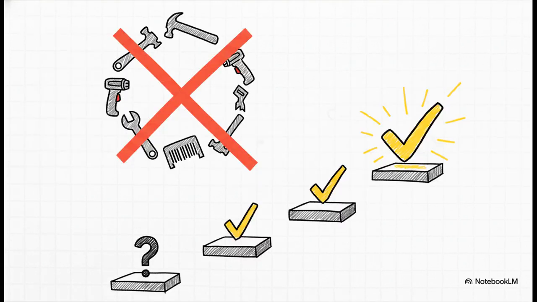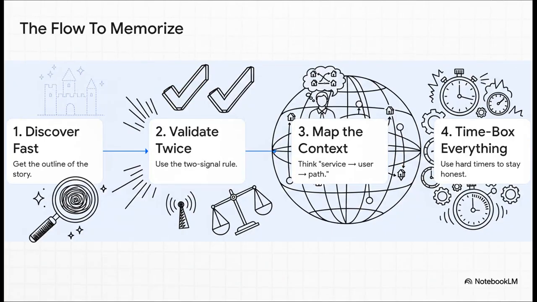This right here is the whole philosophy. Every single step in that 15-minute routine isn't about running another tool just for the sake of it. It's about upgrading your confidence in the story you're building. You're systematically moving from total uncertainty to a clear, explainable plan, one piece of evidence at a time. In fact, we can boil that whole flow down into 4 simple actions you can memorize right now. 1. Discover fast. Just get the outline of the story. 2. Validate twice. Use that 2-signal rule before you go down a rabbit hole. 3. Map the human context. Who owns this service? And 4. Time box everything. Those timers, they aren't restrictions. They're your speed engine. They keep you honest.